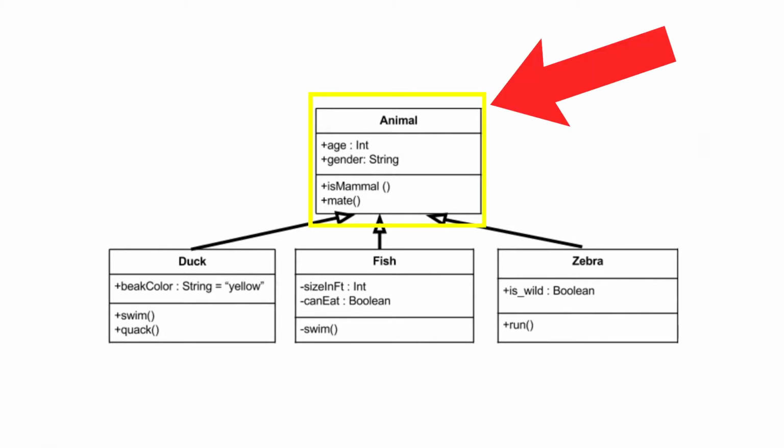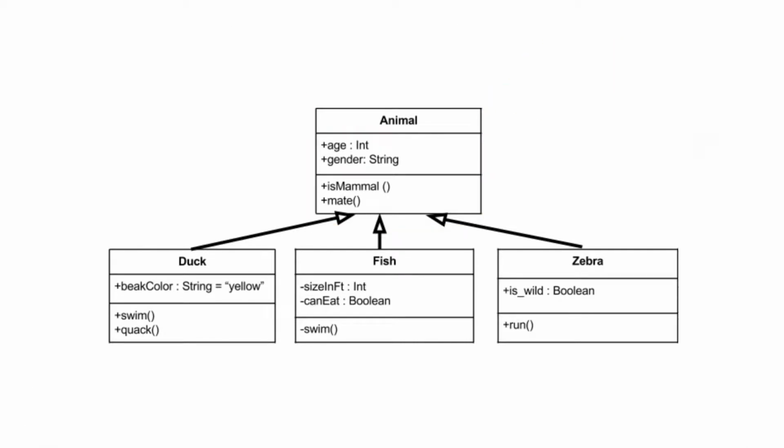In this example, we have an object named animal. The animal has two properties or data points about it. It has an age, which should be expressed as an integer, and has a gender, which should be expressed as a string. The animal object has two actions. It can check whether it is a mammal, and it can mate.